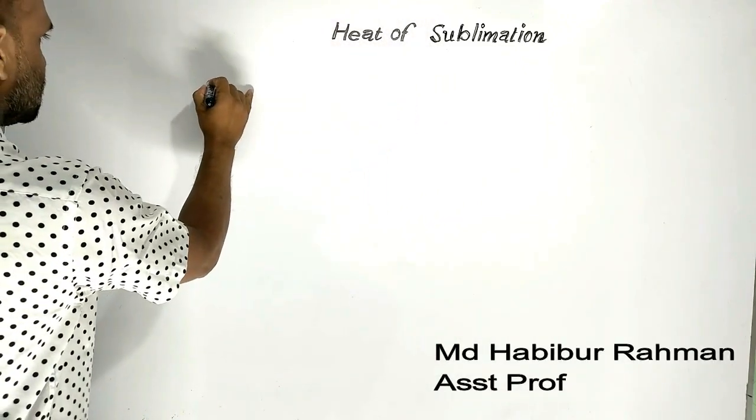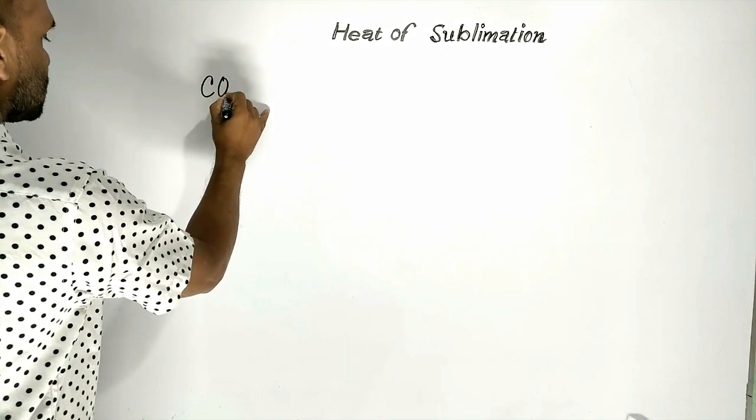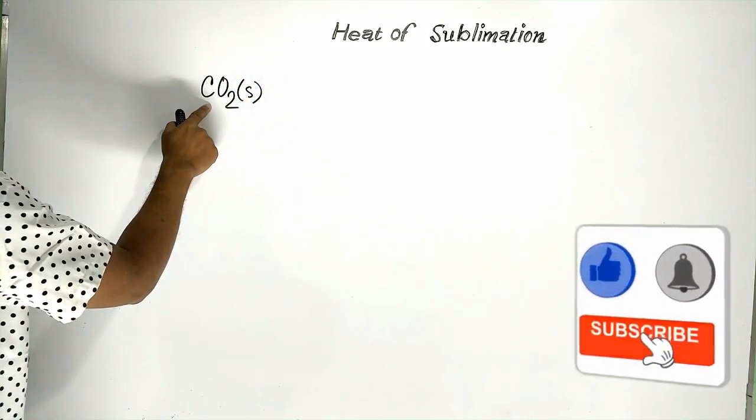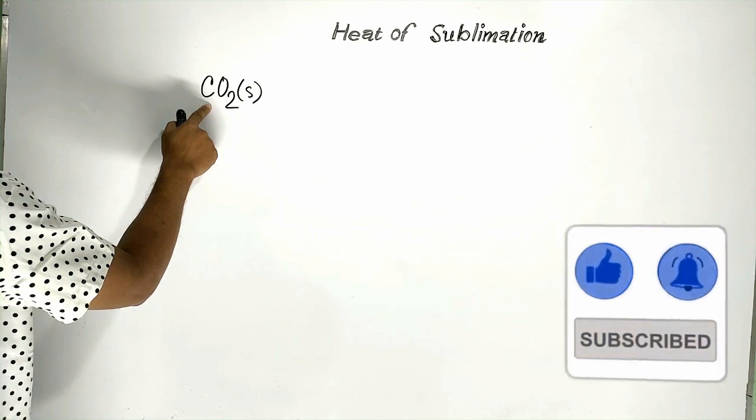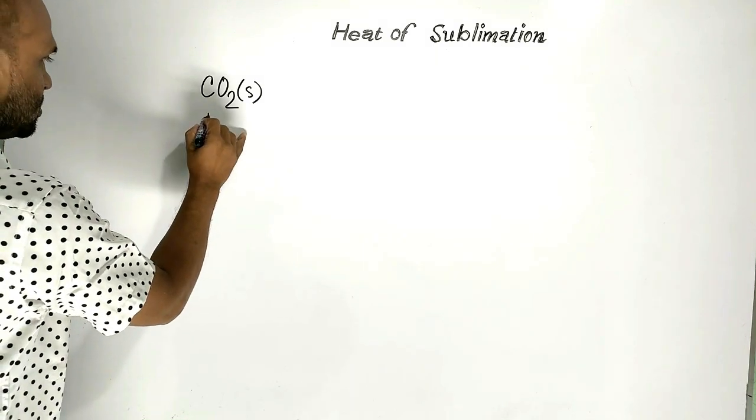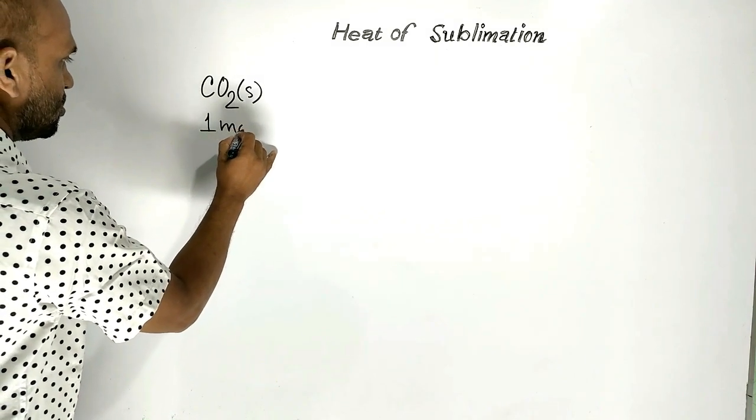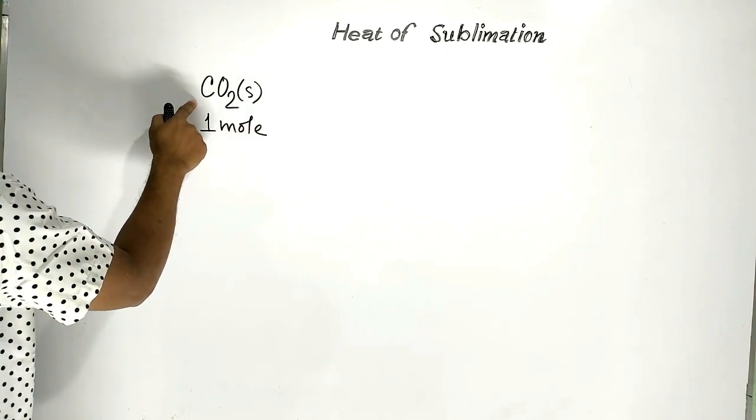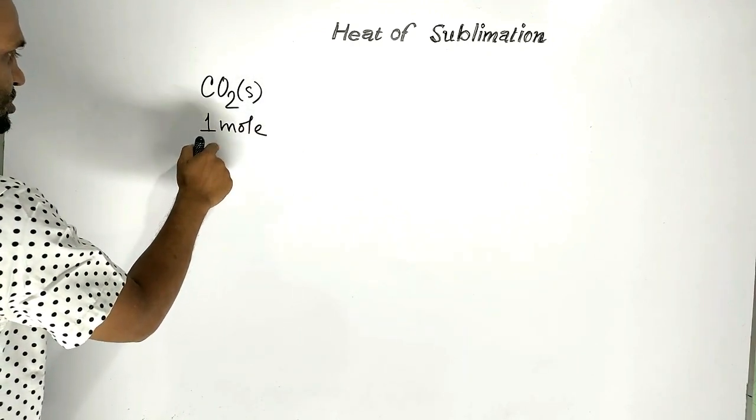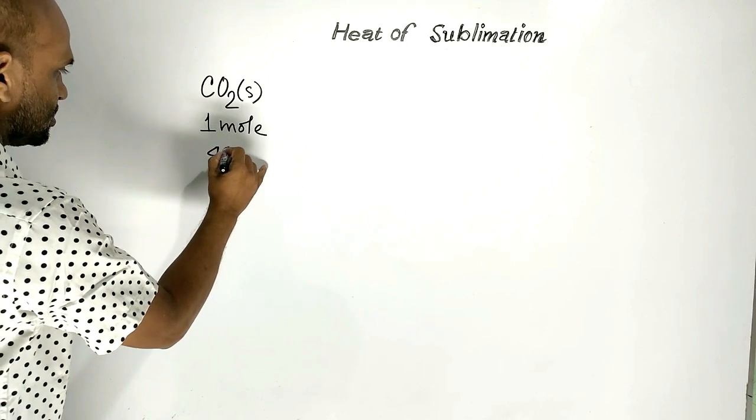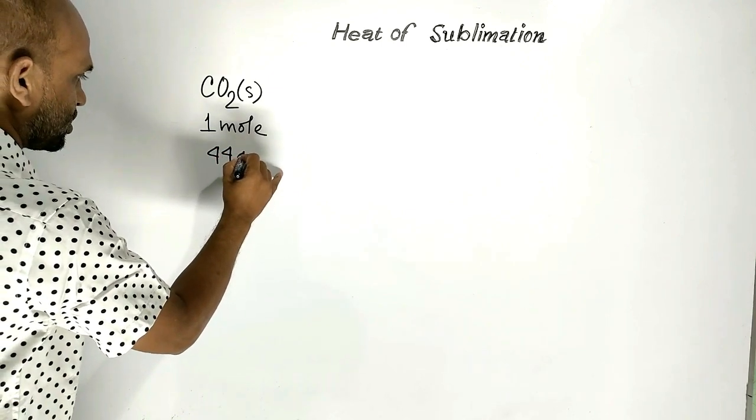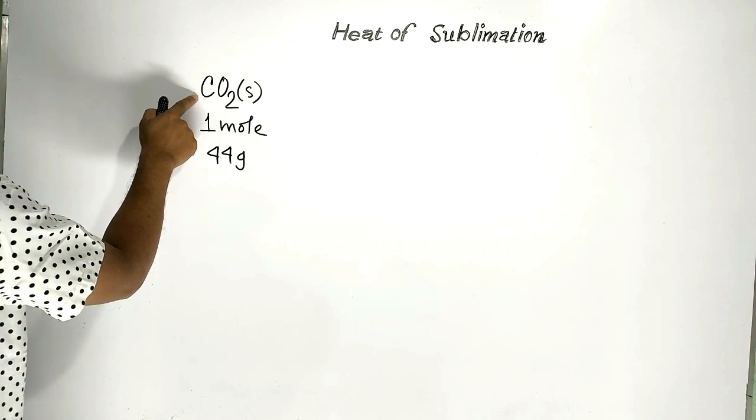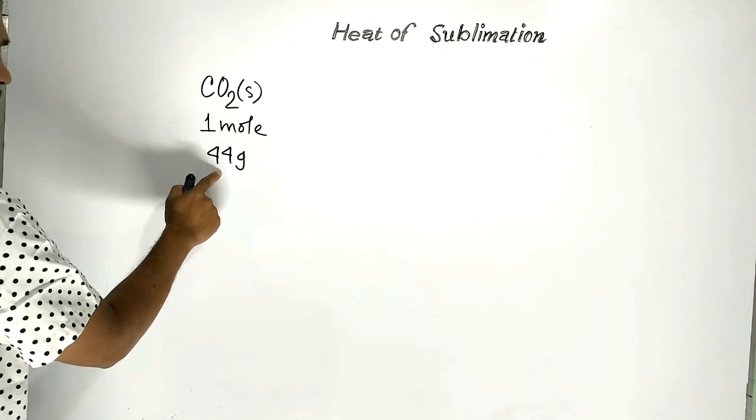Let us take solid carbon dioxide, which is also known as dry ice. Here, 1 mole of solid carbon dioxide has been taken. 1 mole solid carbon dioxide means 44 gram carbon dioxide. That is, the gram molecular mass of carbon dioxide is 44 gram.